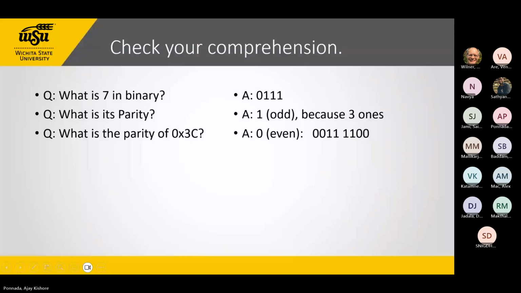So 7. Count the number of ones. 1 plus 1 plus 1 is 3. 3 ones, so it's odd. So we are adding 1 to make it 4 ones.